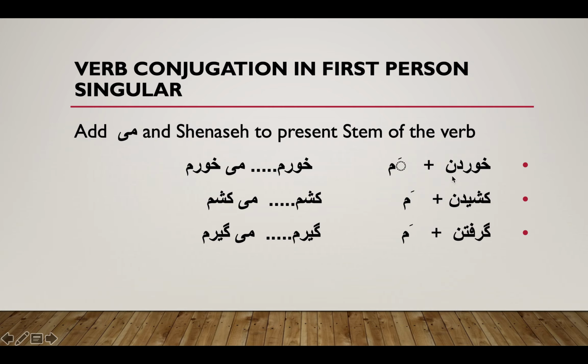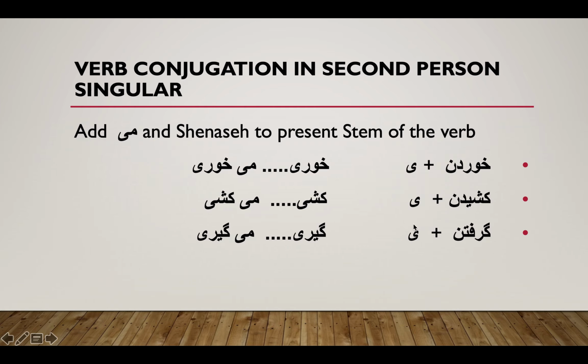Then what do we do with the present stem? Here we need to add the personal endings, or shenase, at the end, as you see for first person singular. خوردن changes to khor. Khor is your present stem. You need to add for first person am. This is the suffix, and then the prefix me at the beginning. So simple present tense: میخورم, میکشم, میگیرم.